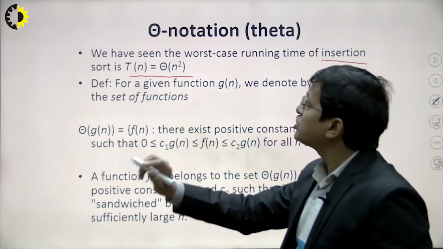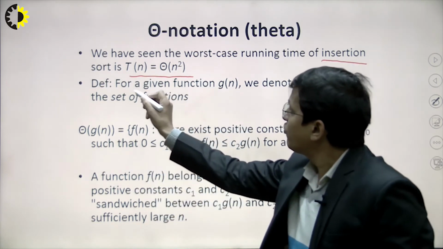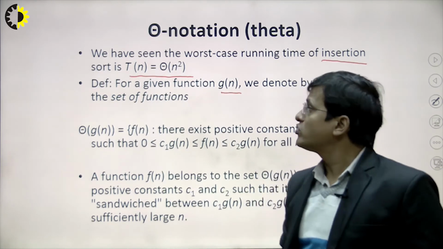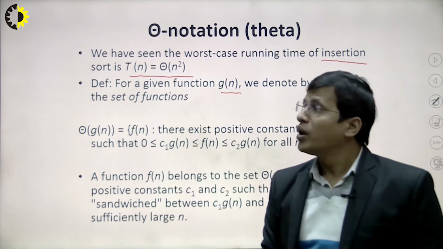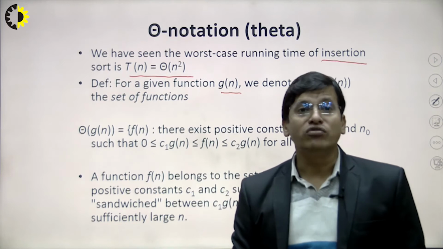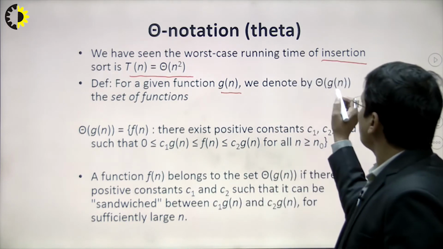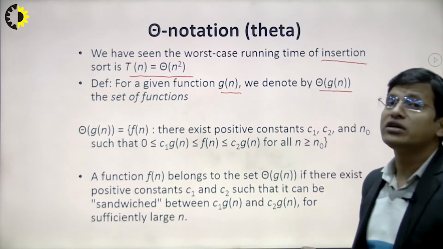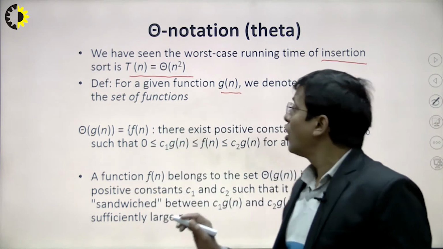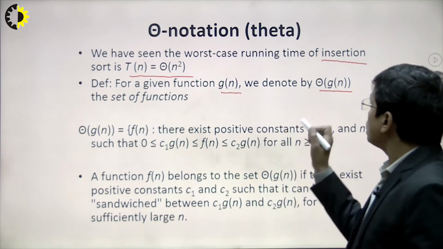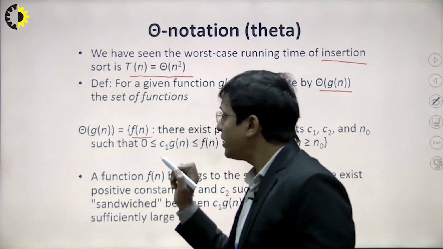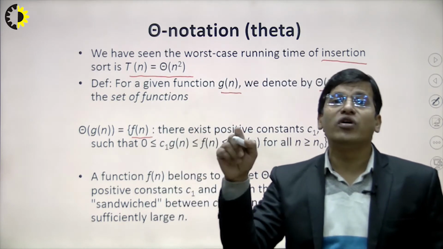The basic definition of theta is for a given g of n. g of n may be given, or it may not be given, because the objective is to find out g of n, since the function we have already computed from the algorithm. Now we have to denote theta of g of n. How can we denote theta of g of n? Here we are trying to define the theta notation on the basis of the given g of n, right? So theta of g of n will be equal to f of n, right? f of n we have already computed from the algorithm.